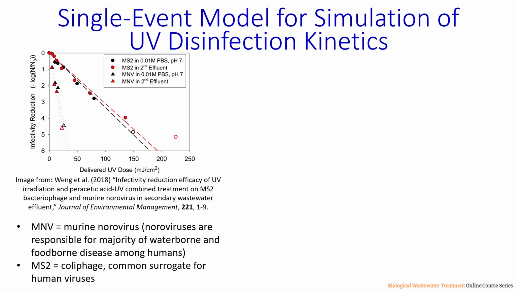Also indicated in this graph is the behavior of MS2, a so-called coliphage. Phage are viruses that infect bacterial cells. Coliphage have the ability to infect coliform bacteria. MS2 is relevant because it's a common surrogate for human viruses, and in the context of UV disinfection, it tends to be more resistant to UV than most human viruses. So it is a conservative surrogate for the human viruses.